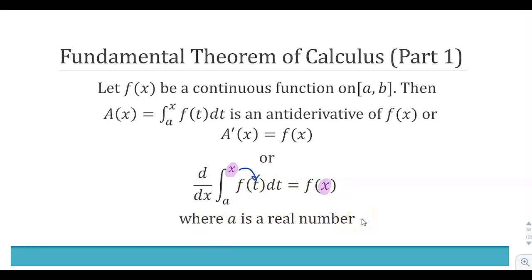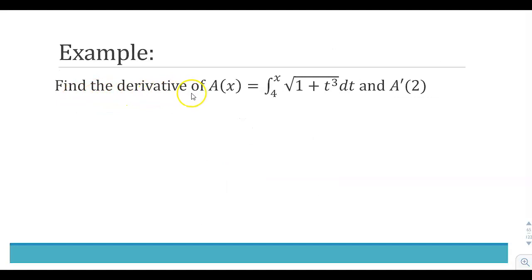So let's go ahead and try some of these Fundamental Theorem of Calculus Part 1 problems. In this example, find the derivative of A of x equals the integral from 4 to x of the square root of 1 plus t cubed dt, and find A prime of 2. So first find A prime of x. I'm interested in taking the derivative of this area function, this definite integral, where I have x as the upper limit of integration and 4, a constant, as the lower limit of integration. On this one, we wouldn't be able to find a general antiderivative for this integrand, like we did when it was just t cubed.